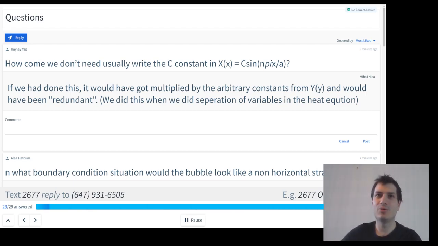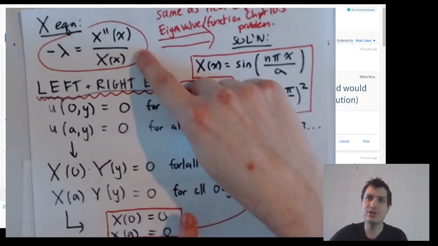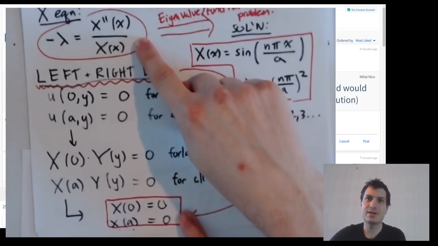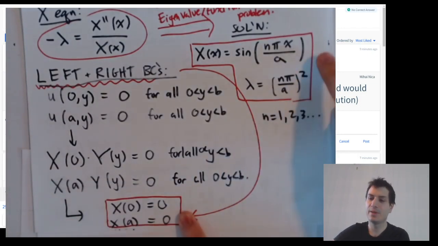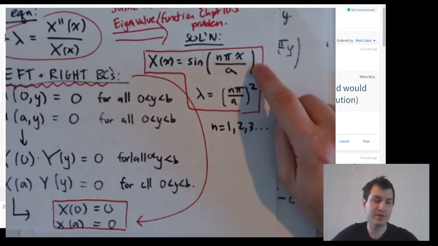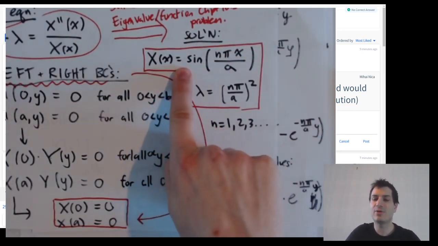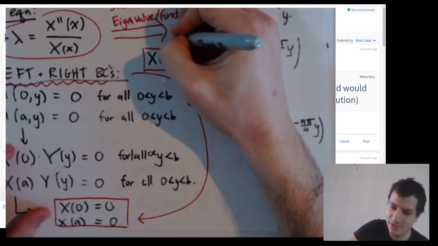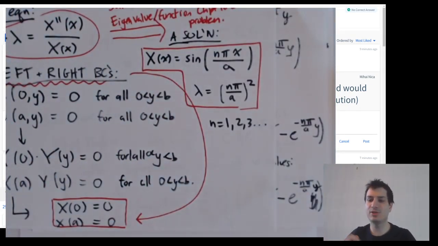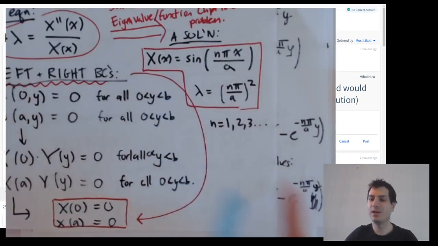A couple good questions came up over the break. One on Top Hat, somebody said, hey, you forgot the constant when you were doing the x function. Indeed, when I was doing the x function, I had this equation and these two boundary data, X of 0 equals 0, X of a equals 0, and I said the solution is the sine function. But that is not the general solution. In general, there should be a constant here. Any constant will work. So I think what I have found is a solution, I haven't found the solution, because you could multiply this by any constant and it would still be a solution.